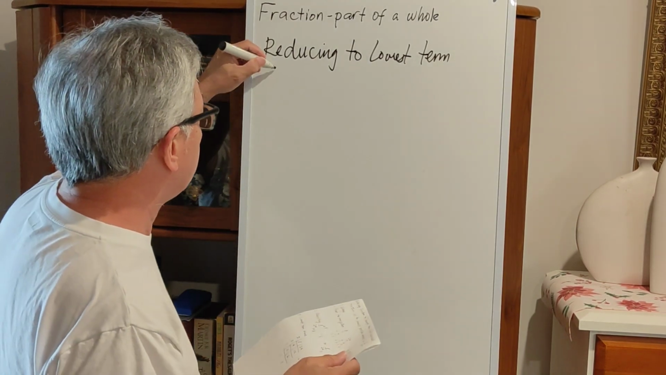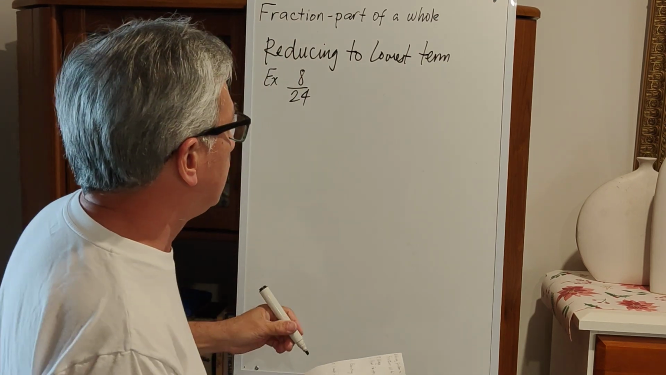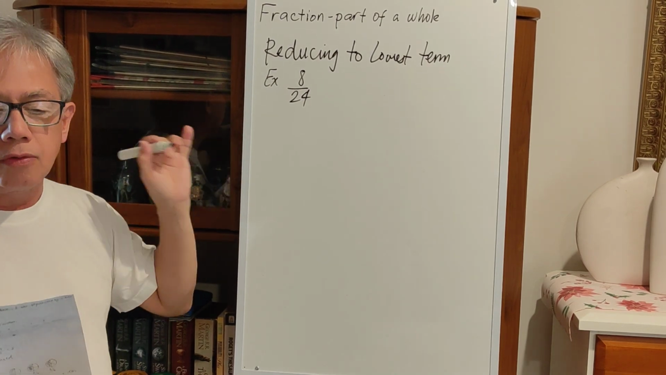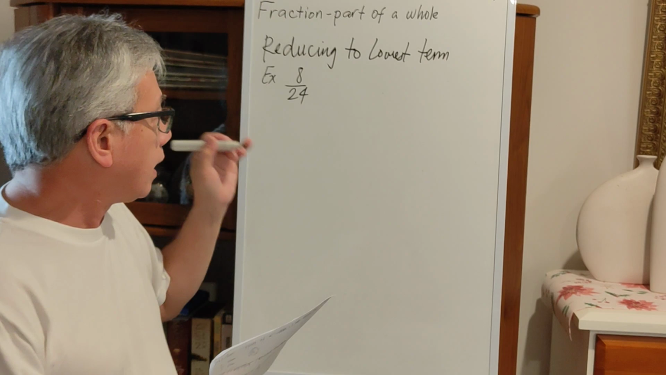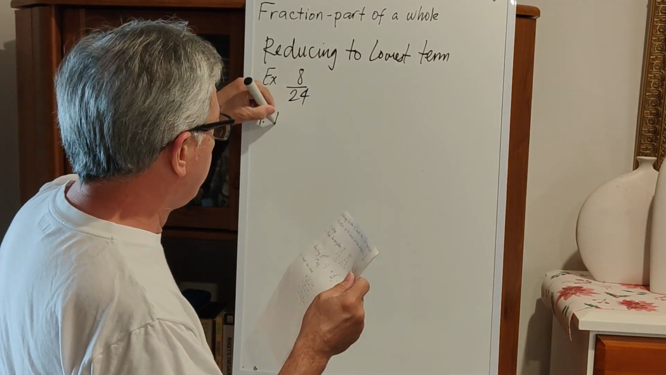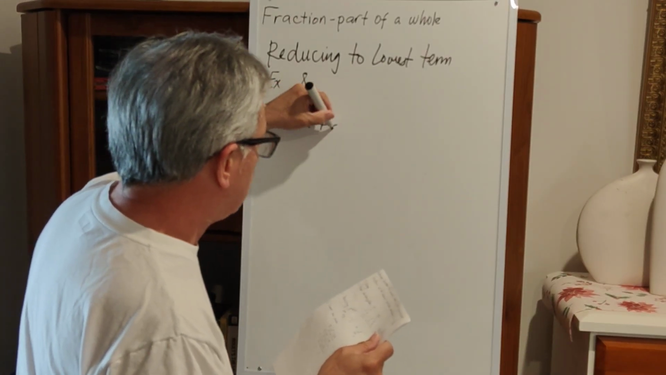For example, we have an example like 8/24. So this is a fraction which is not yet in its lowest term. Now there are 3 ways to find the lowest term of this fraction. First is called prime factorization.